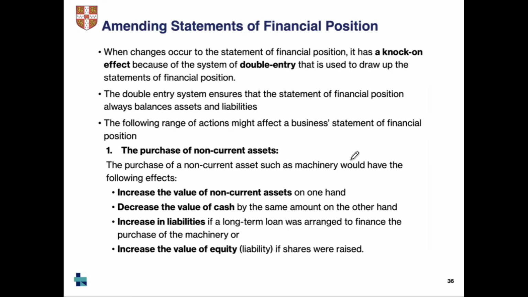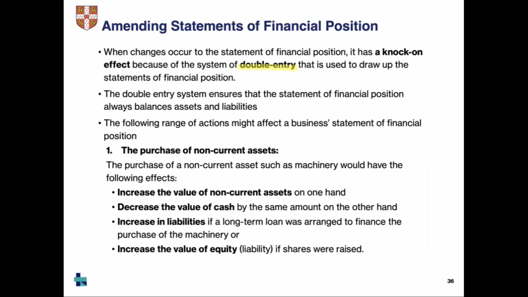How is it so? In an accounting class, we would be told about the double entry system, that every transaction that occurs in a business is entered two times in the records of the business. All right. In accounting, it's called a double entry system. So when there is a change in one thing on the statement of financial position, it has a knock-on effect. It changes something else as well. The second point says that the double entry system ensures that the statement of financial position always balances.